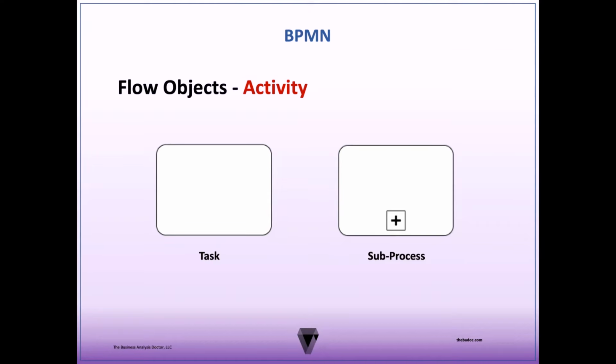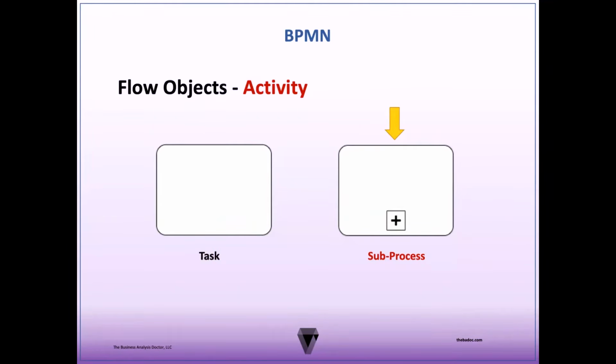Now let's look at activities. Activities represent the work that a company performs within a process. They are presented as rectangles with rounded corners. There are 2 main types of activities. A task is an atomic activity within a process flow. It involves work that cannot be broken down to a finer level of detail.